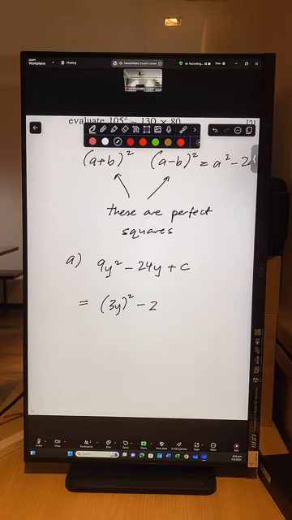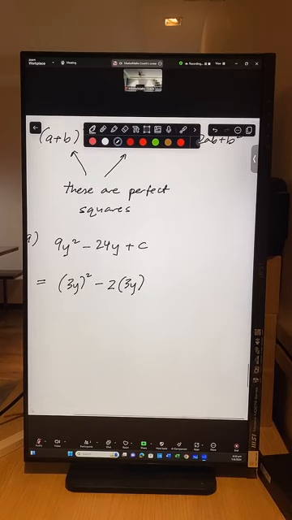Minus 2 bracket. What is my a? My a is 3y. So what will my b become? My b will become 2 times 3 is 6, 6 times 4. My b will become 4. Plus c.